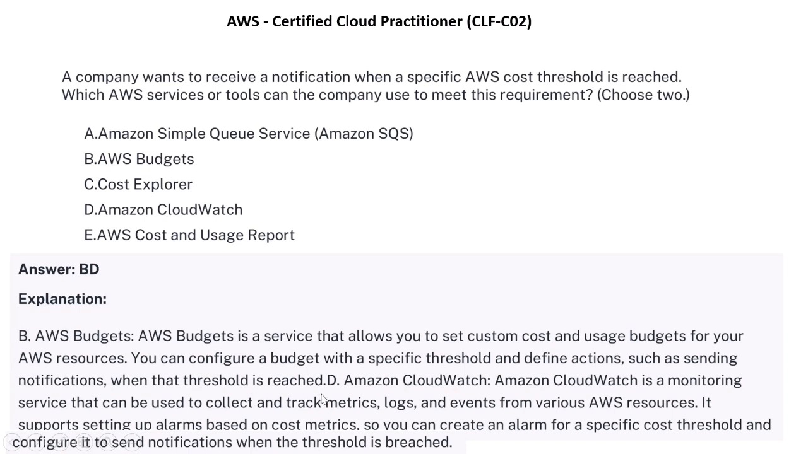Amazon CloudWatch is a monitoring service that can be used to collect and track metrics, logs, and events from various AWS resources. It supports setting up alarms based on cost metrics, so you can create an alarm for a specific cost threshold and configure it to send notifications when the threshold is breached.